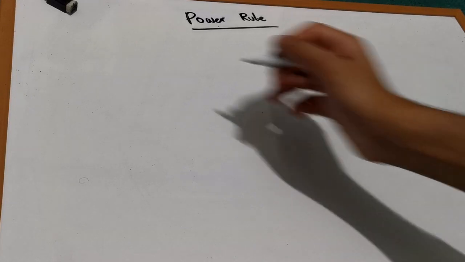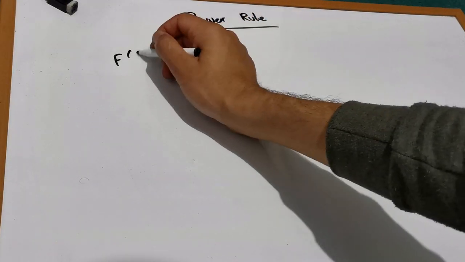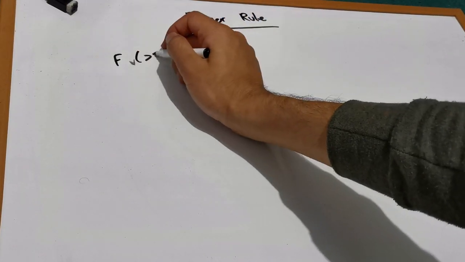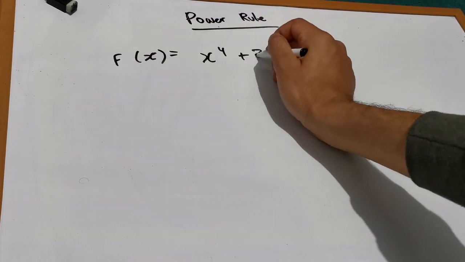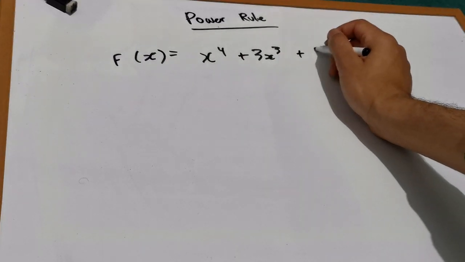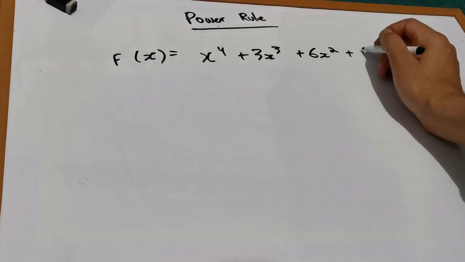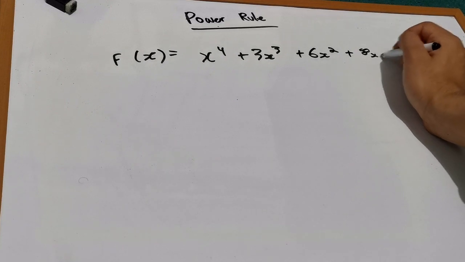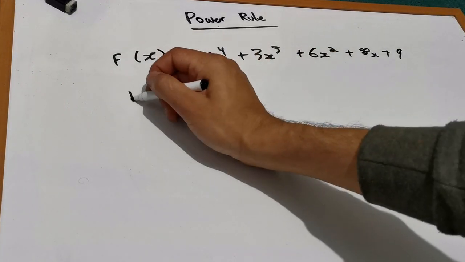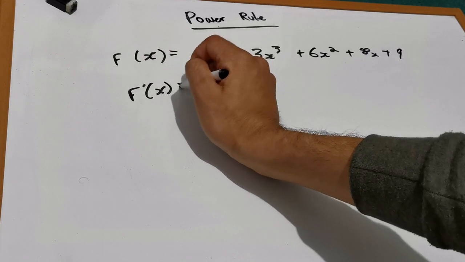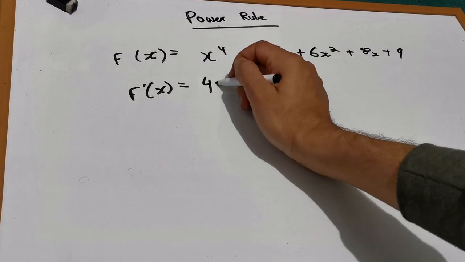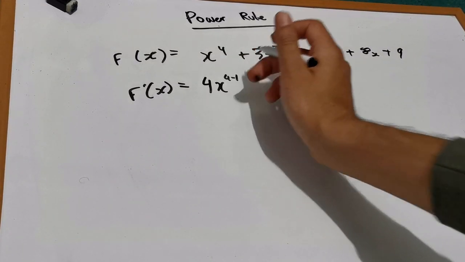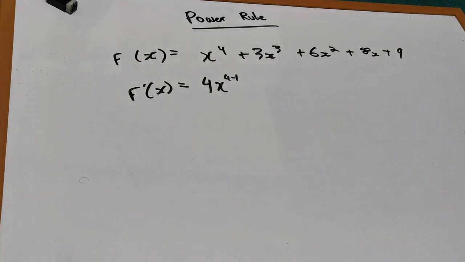Now it's exactly the same for cubics, quartics, quintics. So say f of x was equal to x to the power of 4, add 3x cubed, add 6x squared, add 8x, add 9. What is the gradient function? Have a go. Okay, so bring down the power. So that's 4 times x to the power of 4 take away 1.